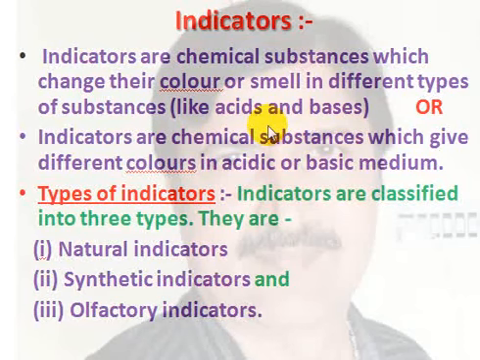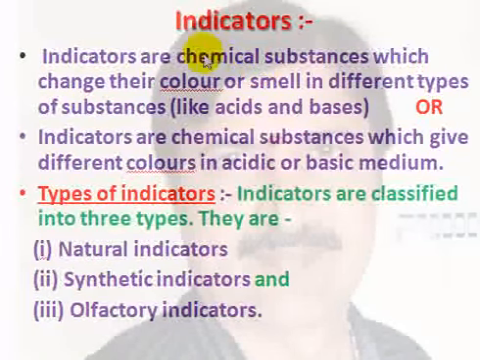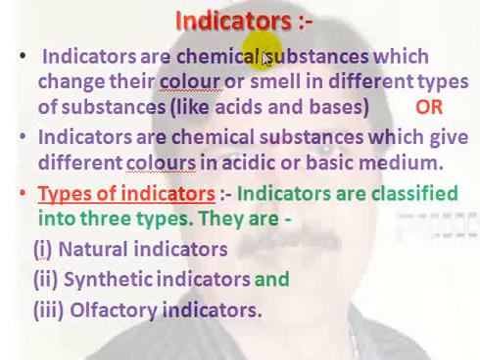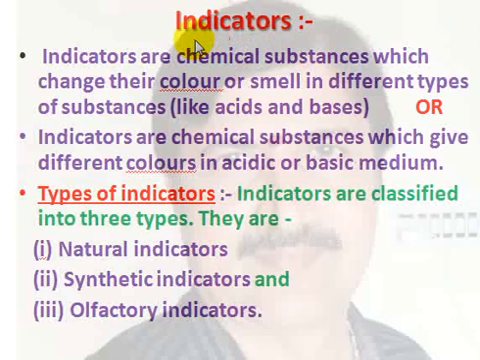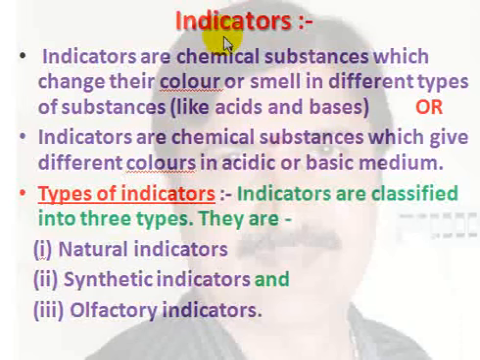In this chapter, we are going to discuss acids, bases, and some salts. Let us begin with indicators. Indicators are chemical substances which show different colors or different smells in different chemical substances like acids and bases. So with the help of these chemical substances, we can identify whether the given substance is an acid or base.